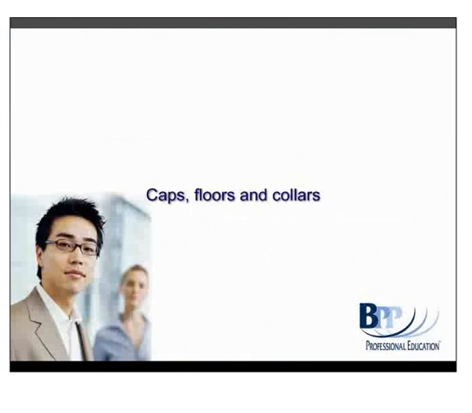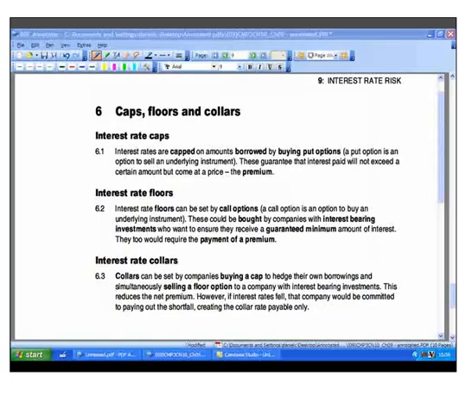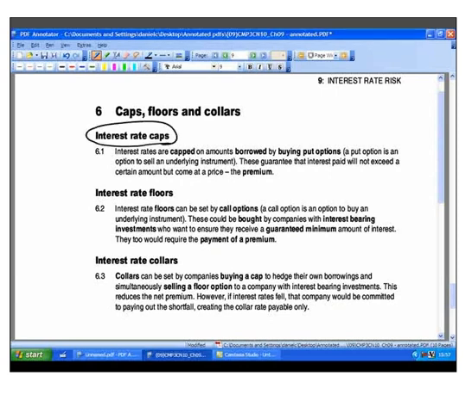Finally, in this chapter, we're going to look at caps, floors and collars, which are some of the ways in which you can use interest rate options. An interest rate cap sets a maximum interest payable on your loan. So you buy an option, you buy a put option, and guarantee therefore that you won't pay more than a certain level of interest. However, you do have to pay a premium in order to do this.